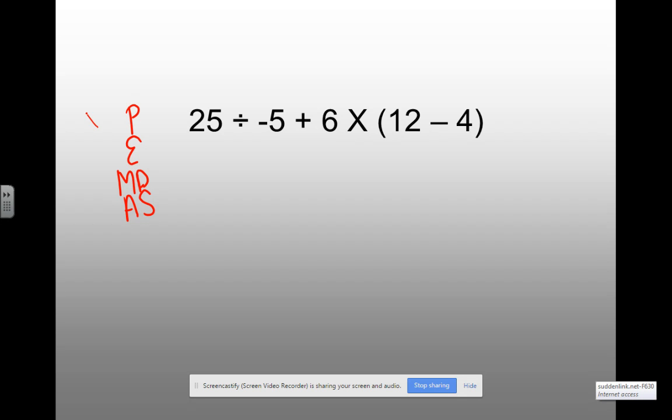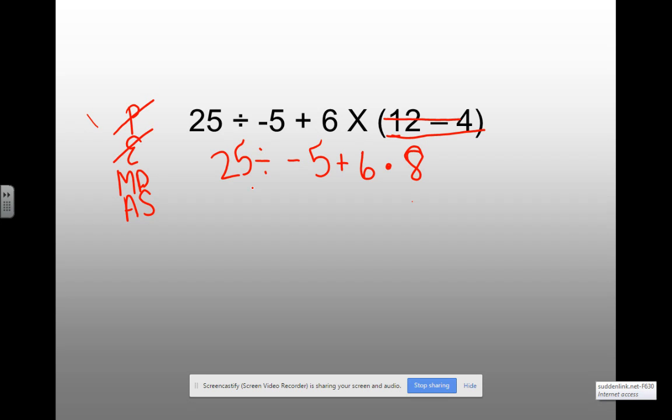PEMDAS for life, guys. P, I have parentheses. Underline my parentheses, 12 minus 4 is 8. Mark it out and bring everything else down. Ooh, notice there's a negative there. Mark out my P. No exponents.